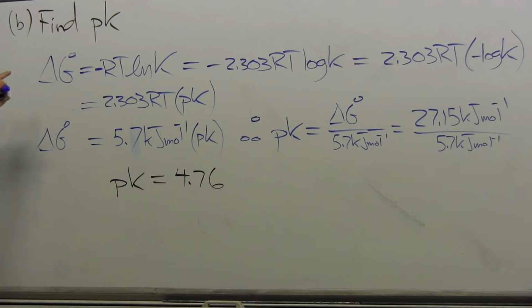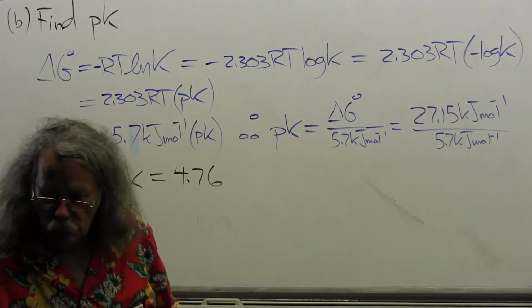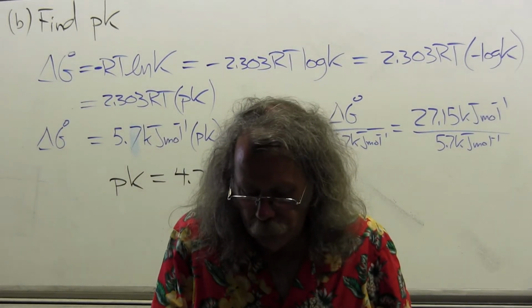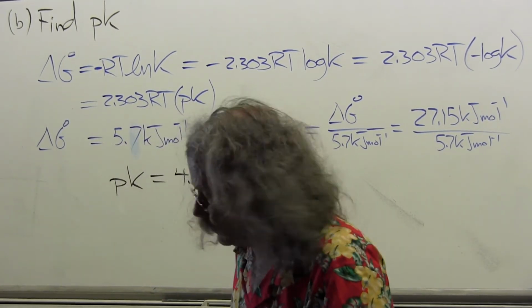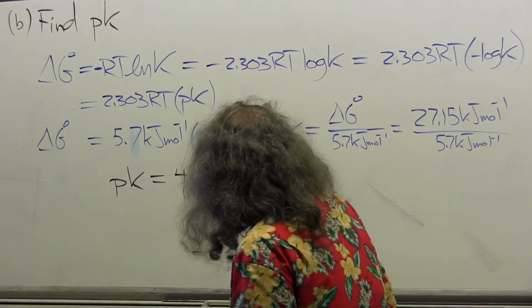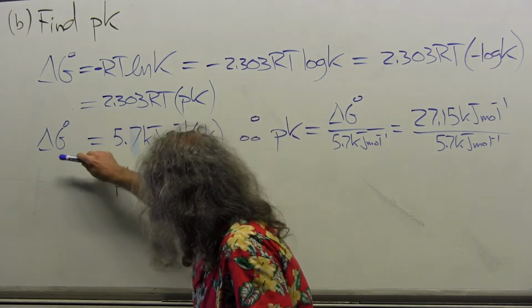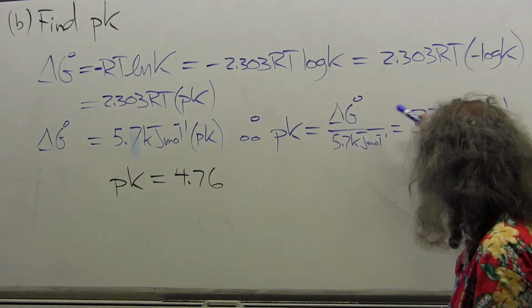And we are now, I can erase my scratch paper, and even this part up above I don't have to include. But if you do include it, I won't shoot you down for it. But I'm not going to shoot you down if you don't include it. I just want to have, at the very least, delta G naught equals 5.7 kilojoules times PK, and PK is equal to this.